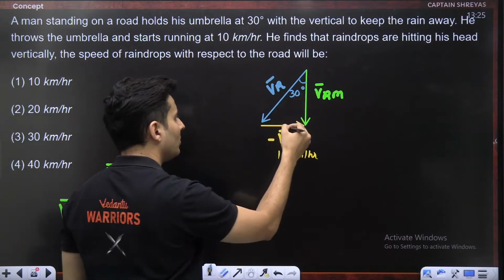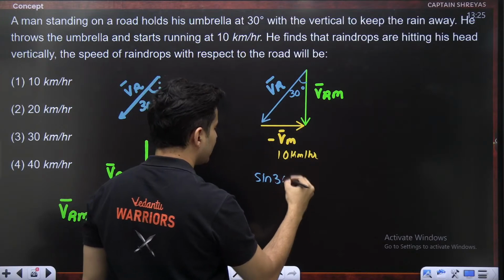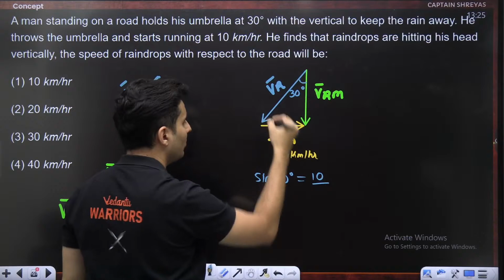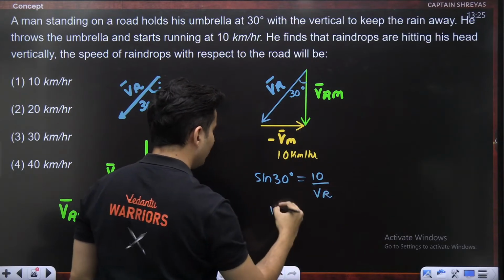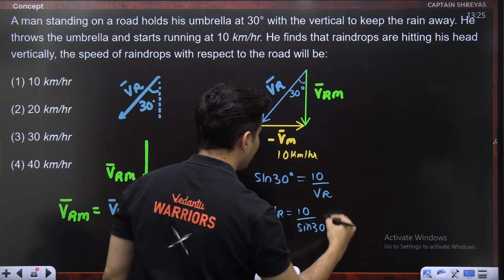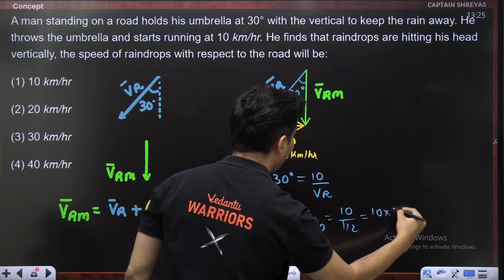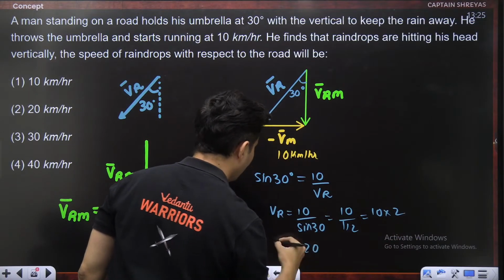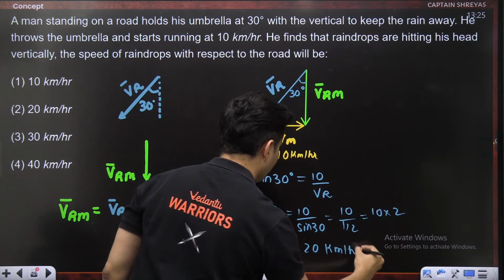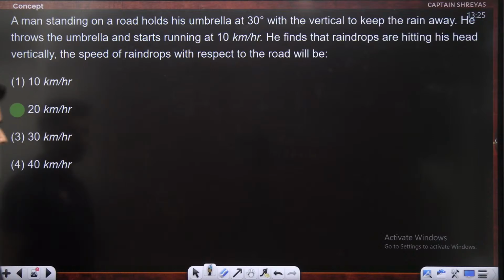Guys, use opposite and hypotenuse. So use sine of 30. Sine of 30 is opposite, which is 10, by hypotenuse, which is VR. So VR will be 10 by sine 30. What is sine 30? It is basically half. So that 2 will go on the top. So it will become basically 20. So that's the answer. I just used basic trigonometry, nothing else. So 20 kilometers per hour.